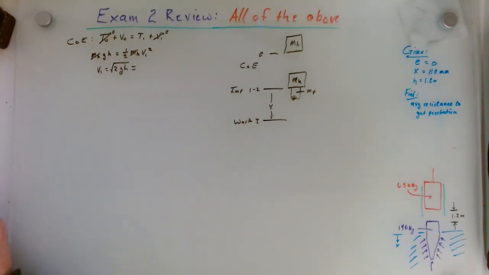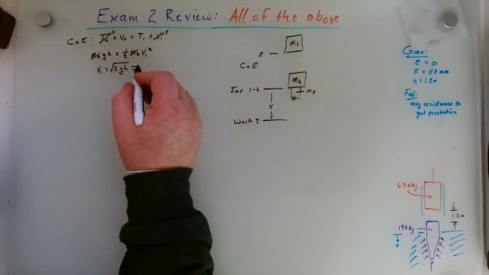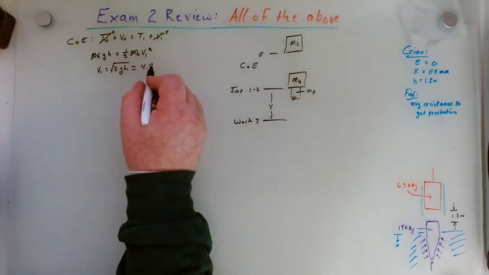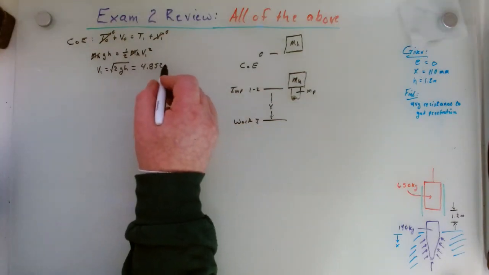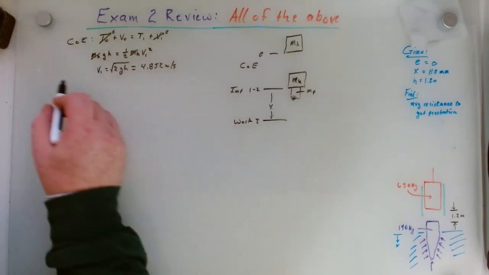Okay, so let's run that through the calculator. We're going to need the square root of that, aren't we? So the root of 2 times 9.81 times 1.2 gives us 4.852. So 4.852 meters per second.